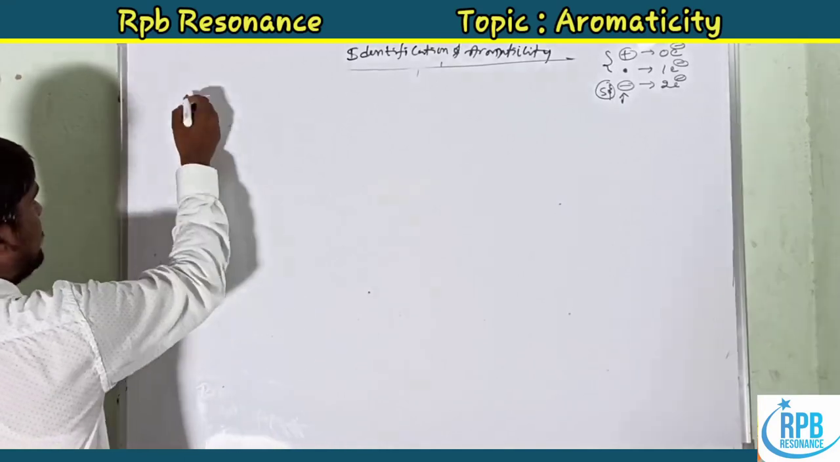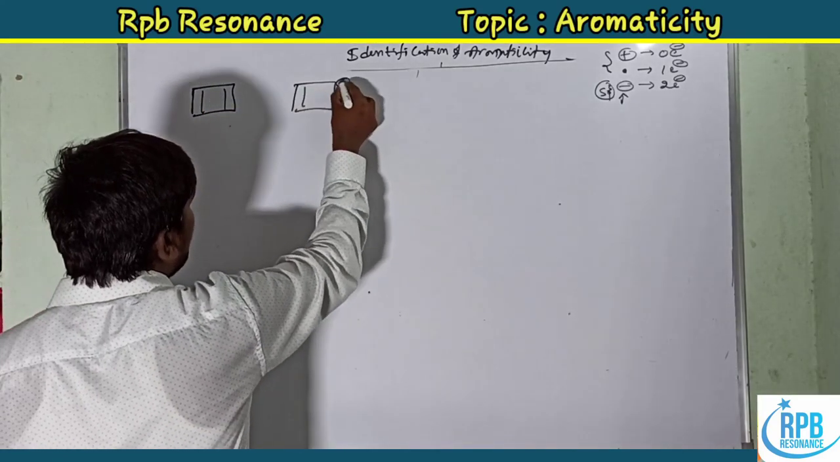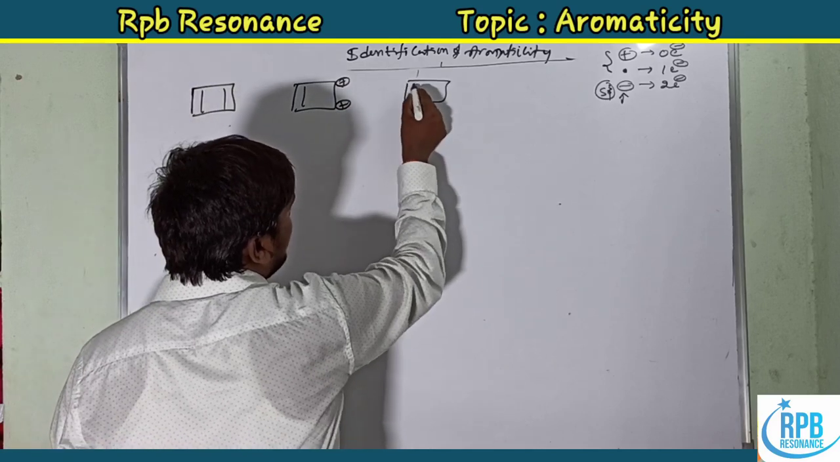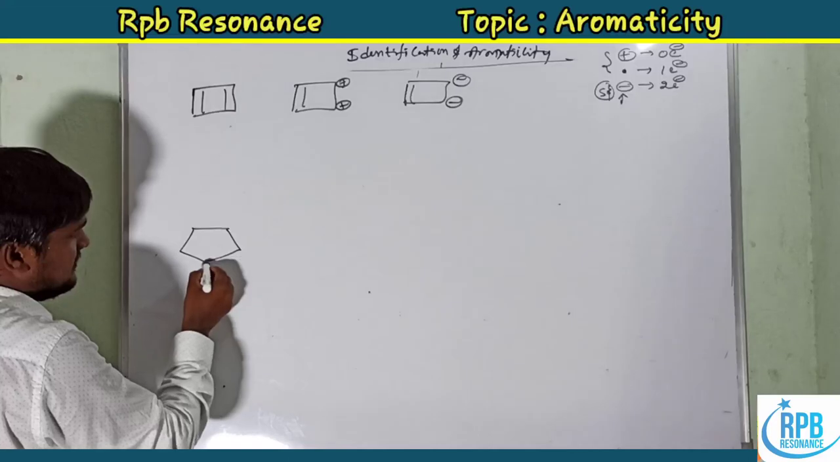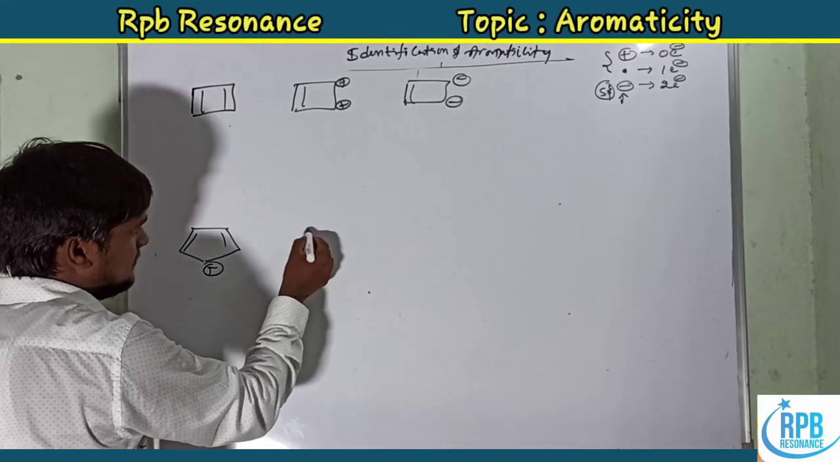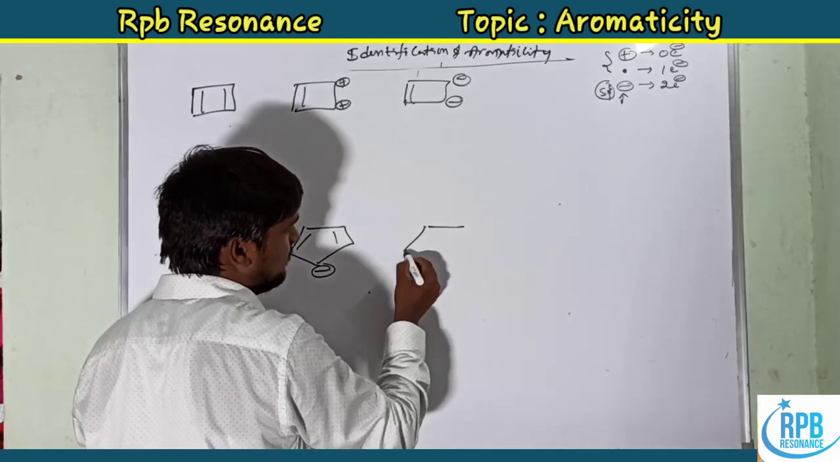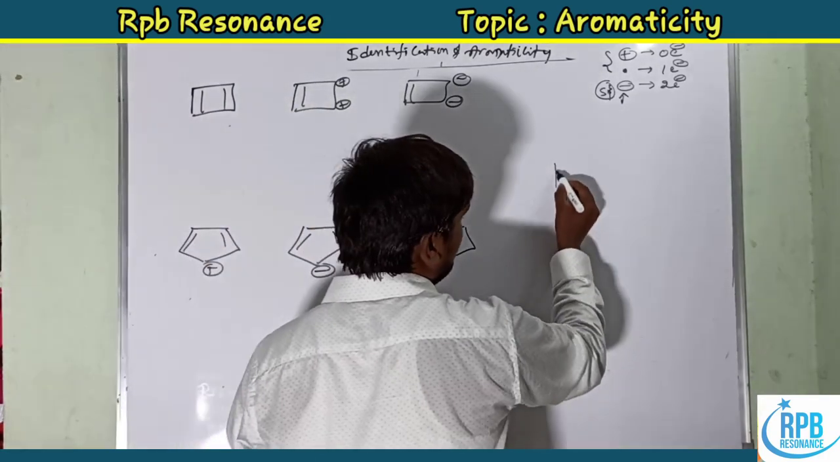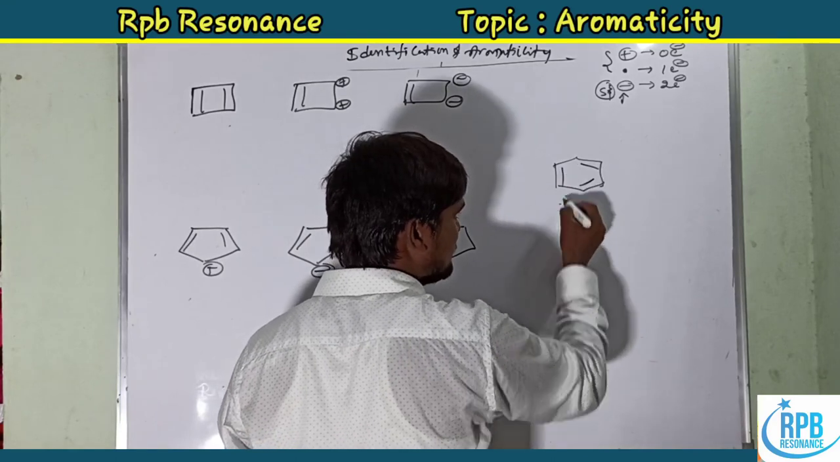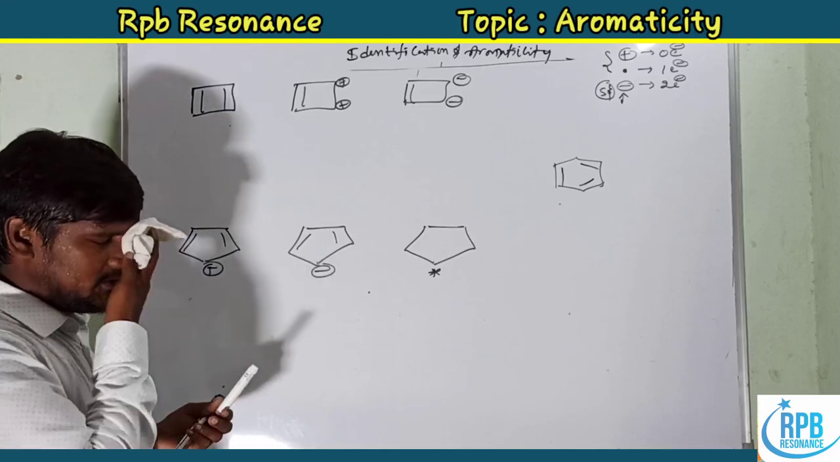Now the 4-membered ring. Here it is 4-membered cyclobutadiene. So 4-membered with 2 cations, 4-membered with 2 anions. Let's move on to 4-membered rings and the 5-membered ring. Here it is the 5-membered cation, the 5-membered with the anion, and the 5-membered with the radical. Now the 6-membered, only one ring, there is no positive or negative charge. So let's move on to these problems.